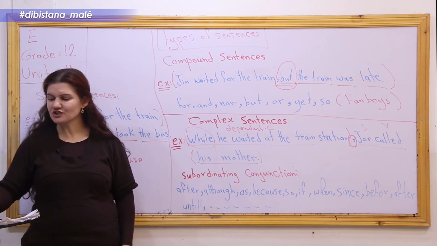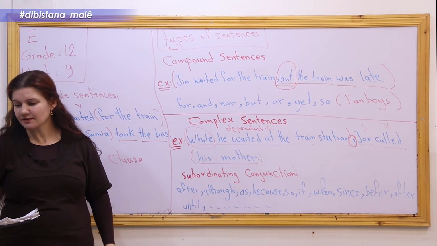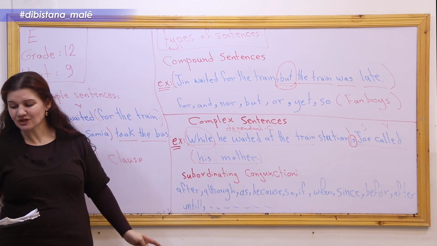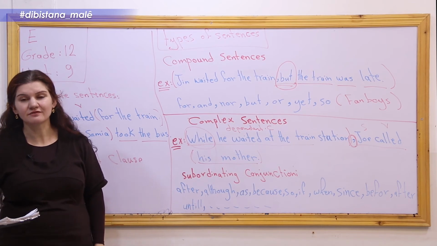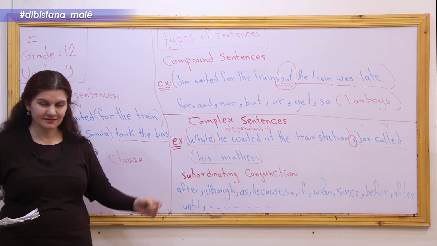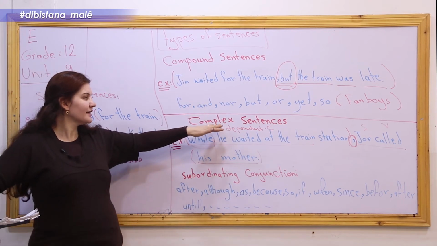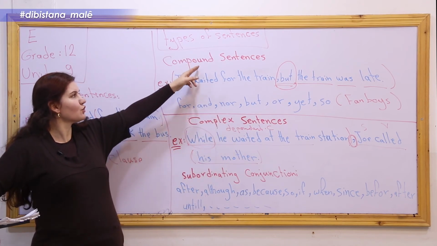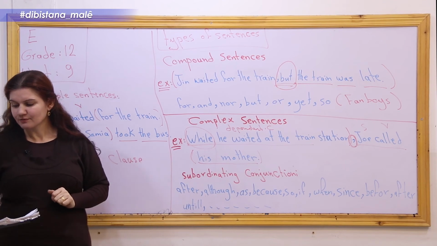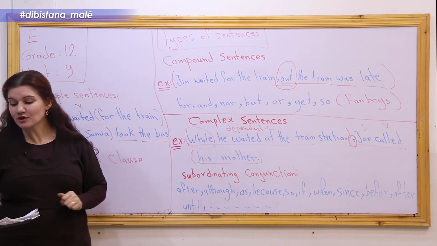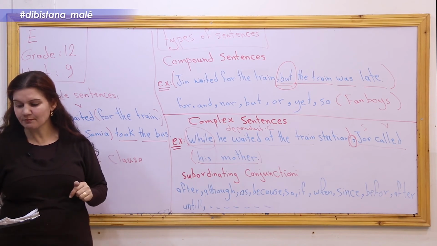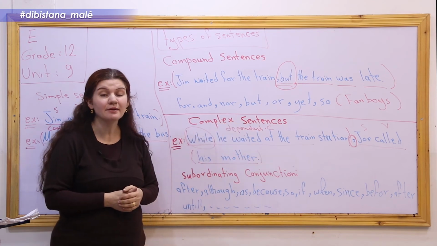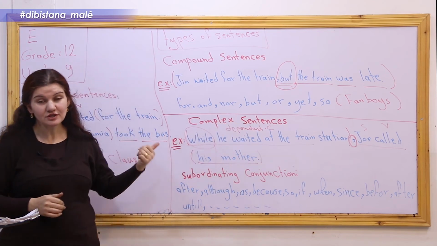Complex sentences are often more effective than compound sentences, because they show a clearer and more specific relationship between the main parts of the sentences. Okay, it shows us the relationship between the main parts of the sentences. So it's more effective.